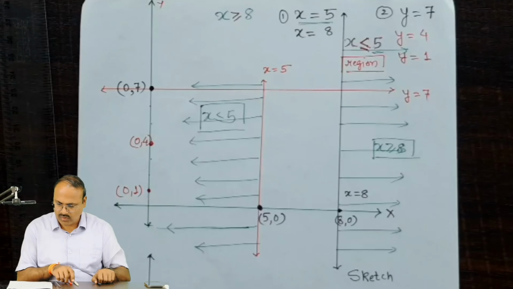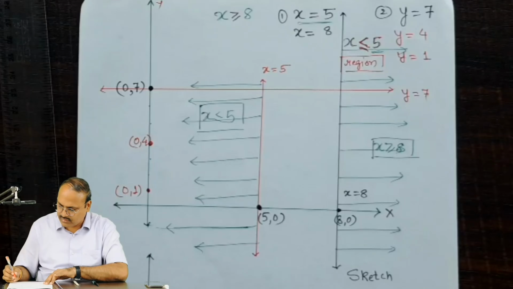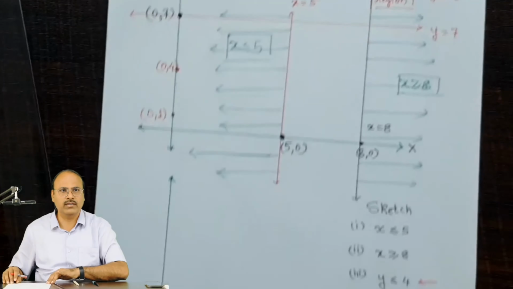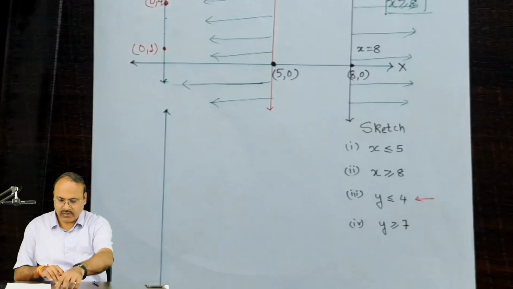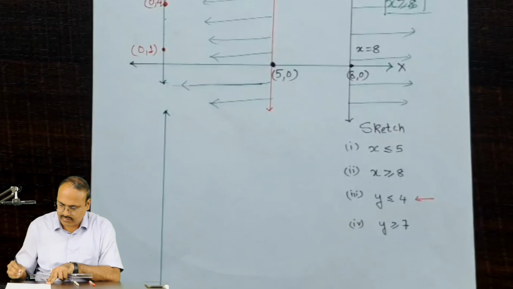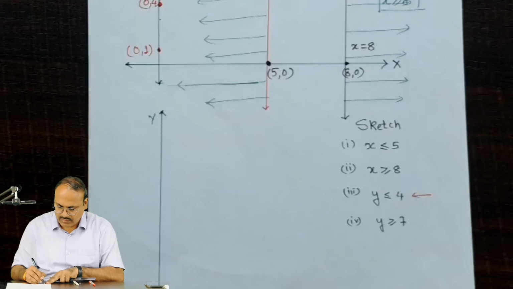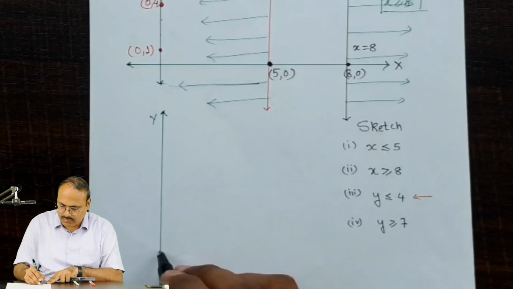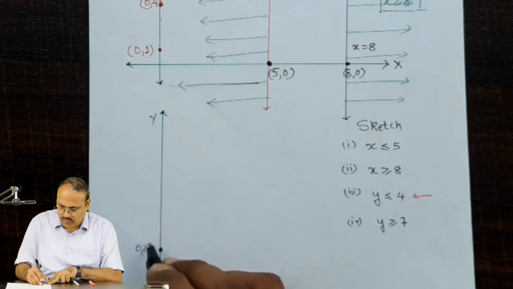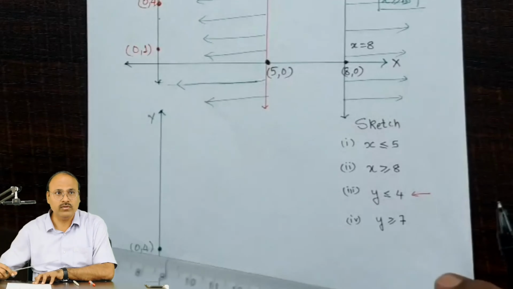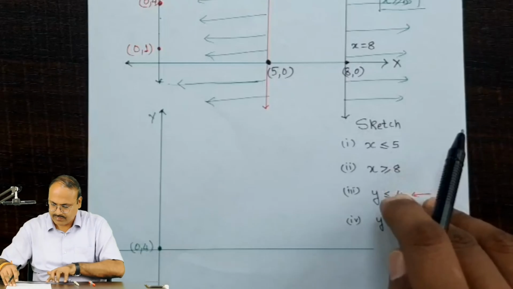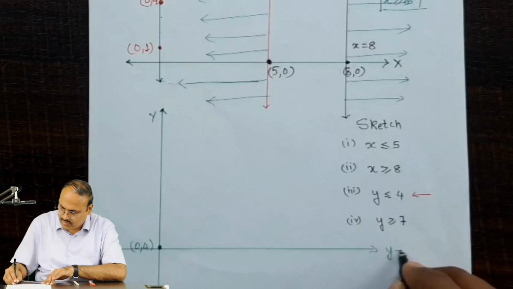Let us take the example of the linear inequation y less than or equal to 4. First we need to draw where y equal to 4 is. This is your x axis, the y axis, this is the origin O, and suppose this is the point 4 here, and this represents (0, 4). So where will your line y equal to 4 be? First is to draw the line. So this is the line. This line is y equal to 4.